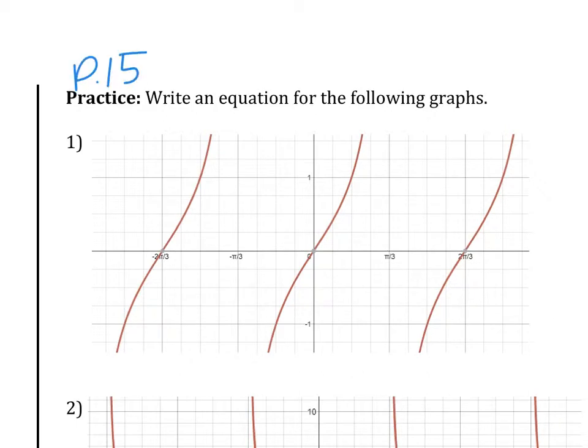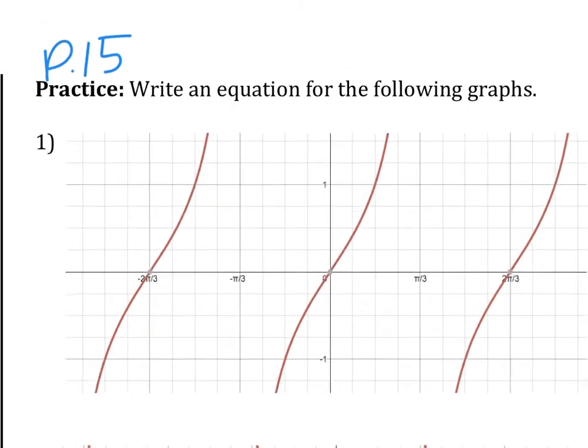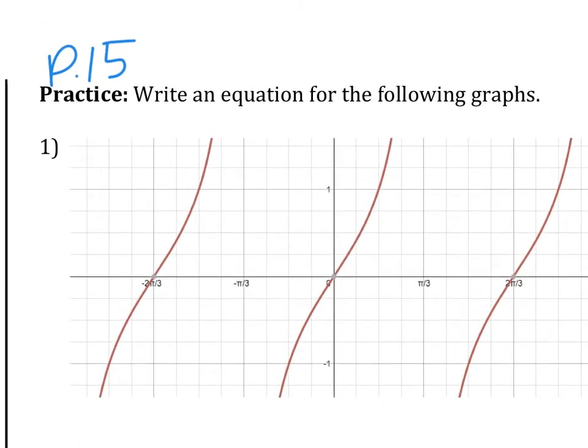Okay, page 15. So we're going to write an equation for this graph. Now, if you look at this graph, what kind of graph does it look like? Tangent, right? It's a tangent graph because it goes up to the right. And also, what makes it a tangent graph is that it starts at 0. This is an important point because we're going to talk about another graph later on that looks just like tangent, but it's not tangent. So you have to know where tangent starts.